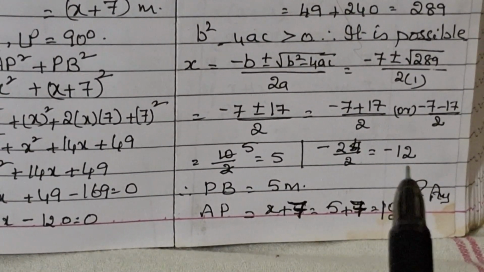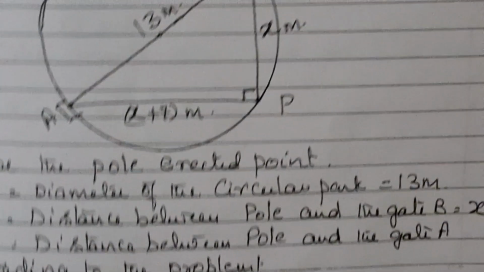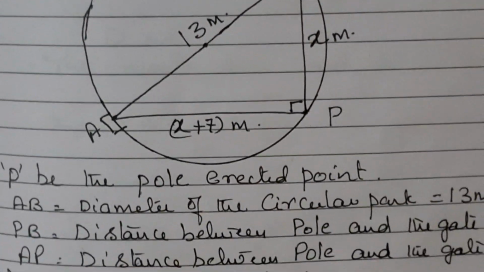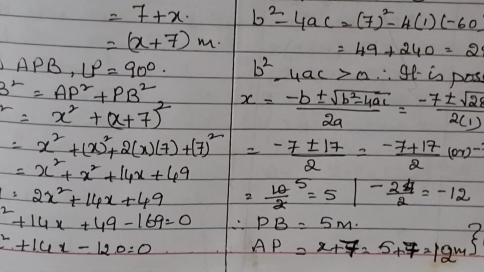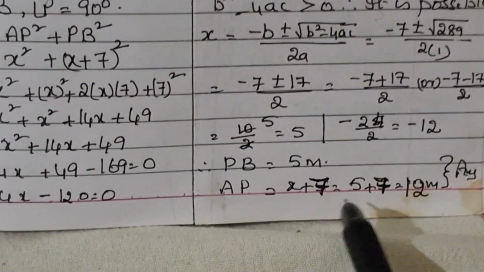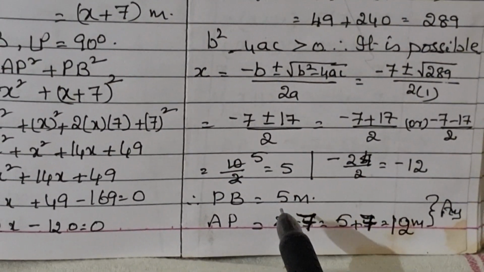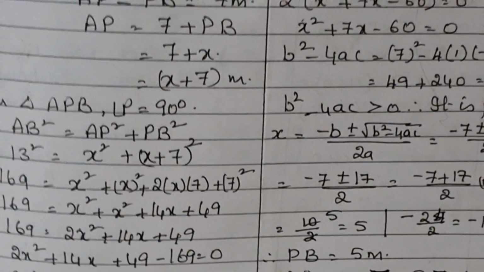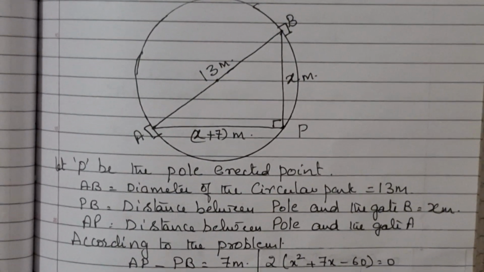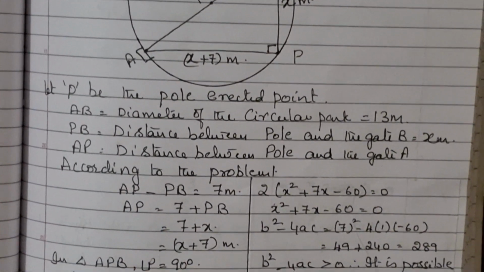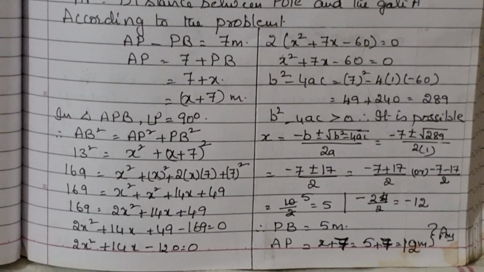We cannot take negative values, so we have to take the positive value. X value is 5. What is x, children? X is PB. So PB is 5 and AP is x plus 7, that is 5 plus 7, 12 meters. So PB is 5 meters, AP is 12 meters is the answer, children. So this is the entire problem. Please copy it bit by bit, and try to understand, children. This is very important.